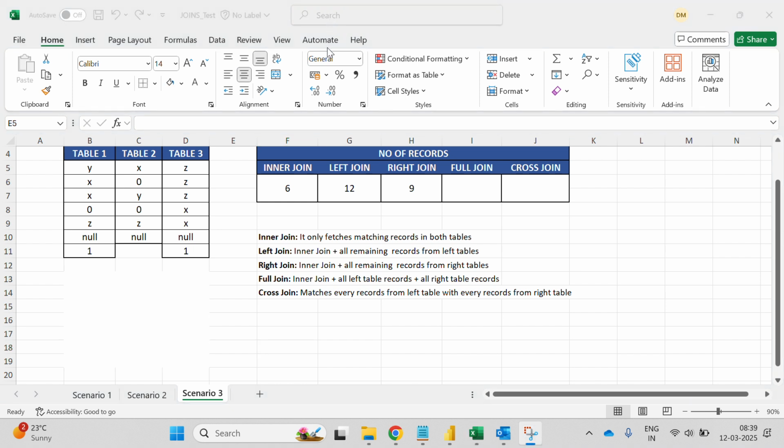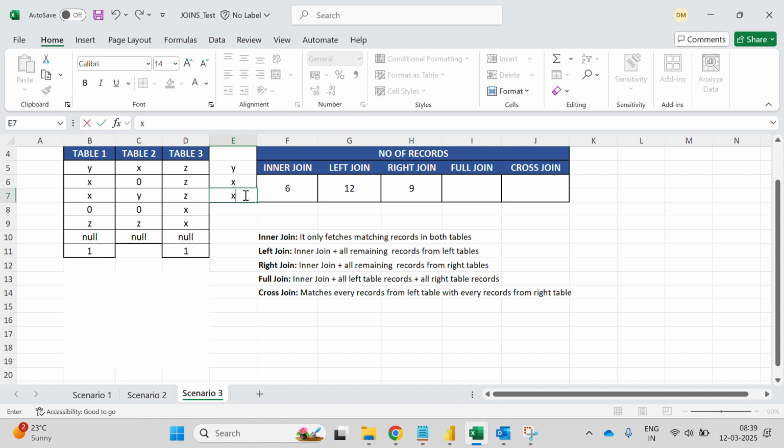Now we will try the full outer join. You know that this y matches how many times here? Only 1 time, y. This x matches how many times? That is this x and this x. And this 0 matches how many times? That is 0 and this 0. And this z matches how many times? That is z only, right.